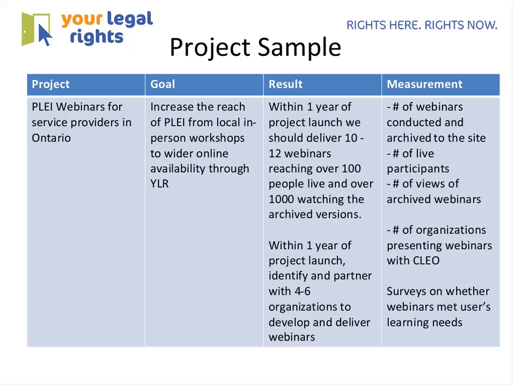And then, of course, the other result there is that people would want to deliver these webinars with us, and so we track that. And then we also ask in our survey after each webinar if it met the learning needs. And so we track the percentage of people that report that they found it useful, and we track that over time. So that's an example of something that's hopefully measurable and attainable, and we report on that regularly.